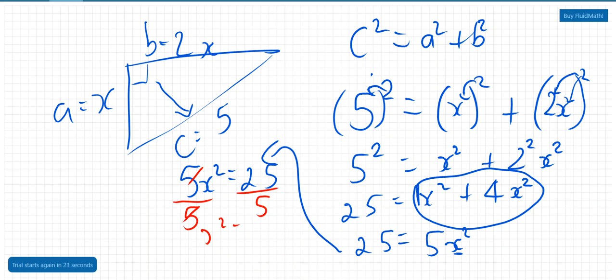The square root of 5 is a never-ending decimal. We don't get a whole number, so it's a never-ending decimal. So it's irrational, so we stop there.